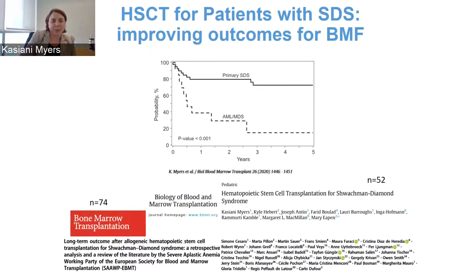So moving past the registry experience, this year 2 papers were published, one from the CIBMTR, the US-based registry, and one from the EBMT out of Europe, with 52 and 72 subjects respectively, looking at transplant outcomes in patients with SDS. And they were able to show that outcomes for bone marrow failure are improved at 72%, while outcomes for AML and MDS remain quite dismal at 15%. Of note, neither paper had the power to demonstrate superiority of reduced intensity over myeloablation, although it is our clinical gestalt that reducing the intensity has improved outcomes over time, which I'll show. Next slide.